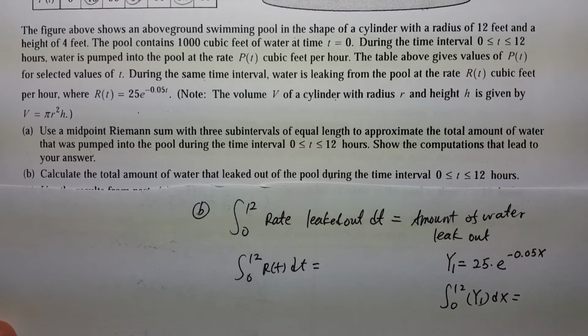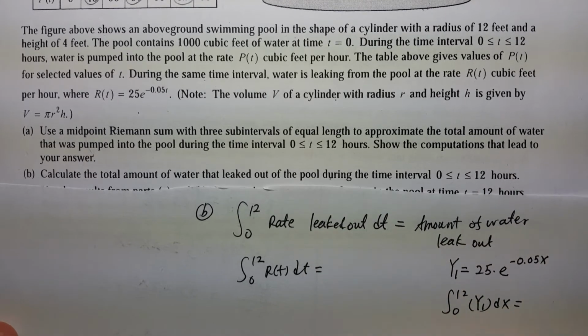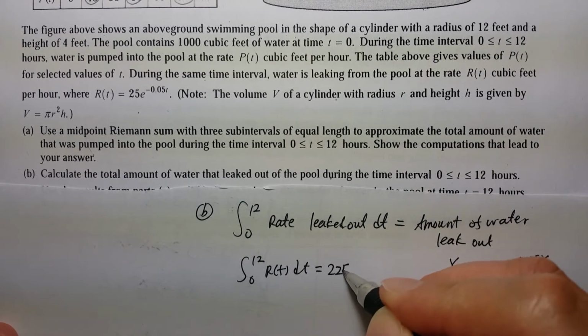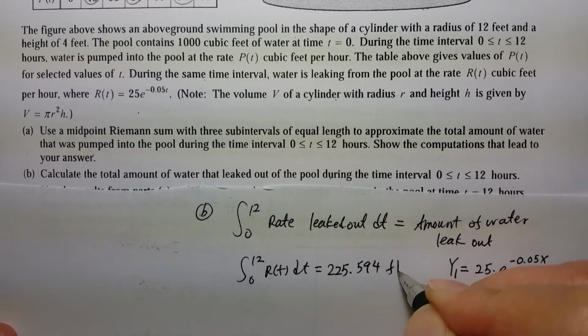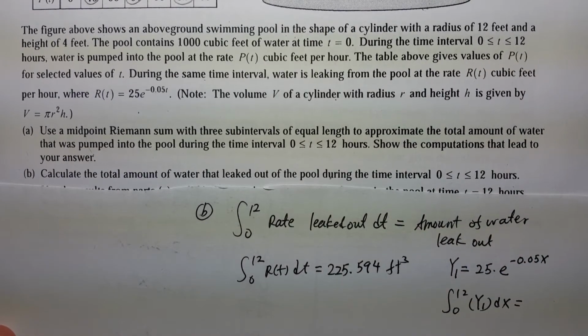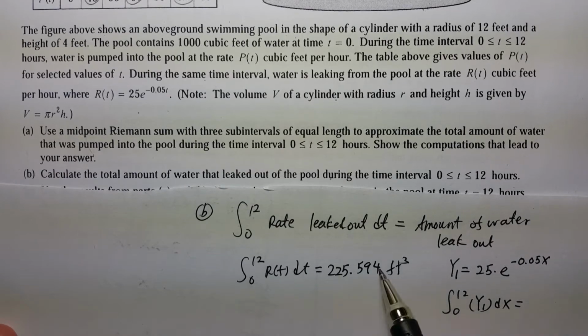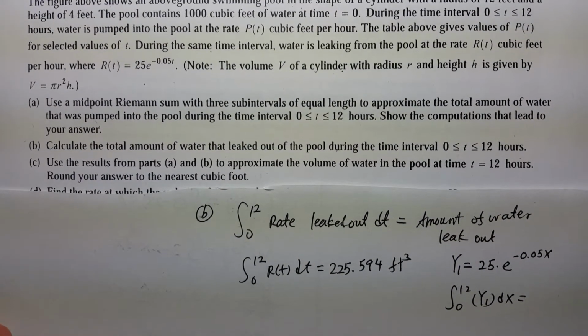Okay, so now you're going to use the calculator. To get the integral, you press Math 9, and then you enter your function 1 and dx. So you get 225.594 cubic feet. So the amount of water leaked out will be this much. Now let's go to part C.